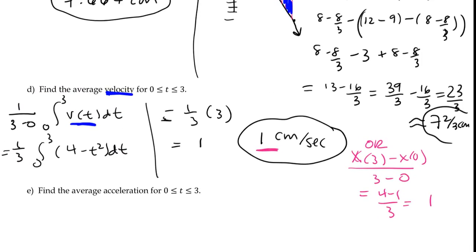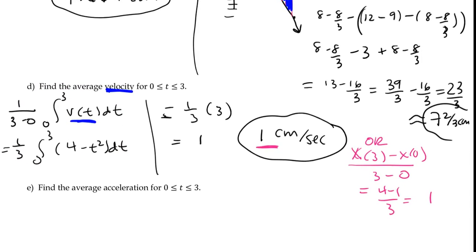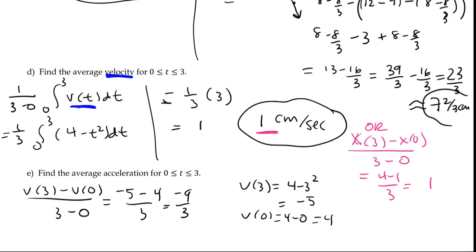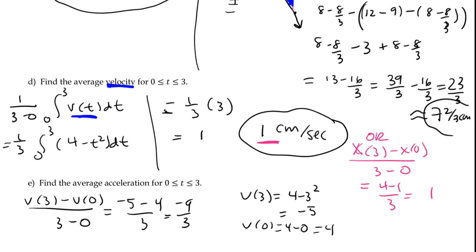Okay, average acceleration. We don't have the acceleration function to integrate, so we cannot use this. But what we can do is use the other formula. It's v of 3 minus v of 0 over 3 minus 0. We have the velocity function, so over here, let's find v of 3. V of 3 is found by subbing a 3 in, which is -5. V of 0 is 4 minus 0, which is 4. That's going to give us -9 over 3, which is -3. So the final answer is going to be -3 centimeters per second squared.